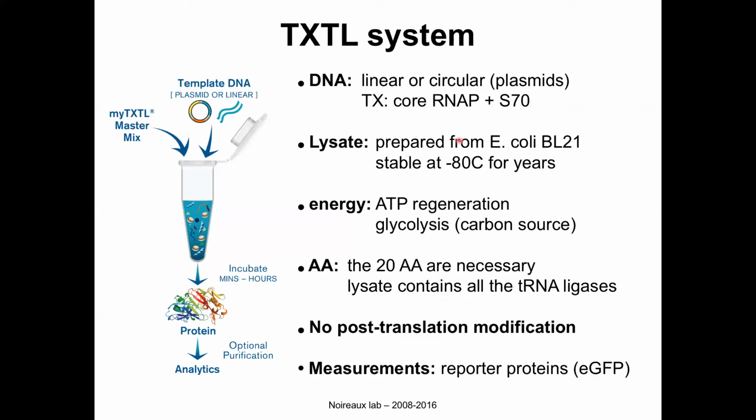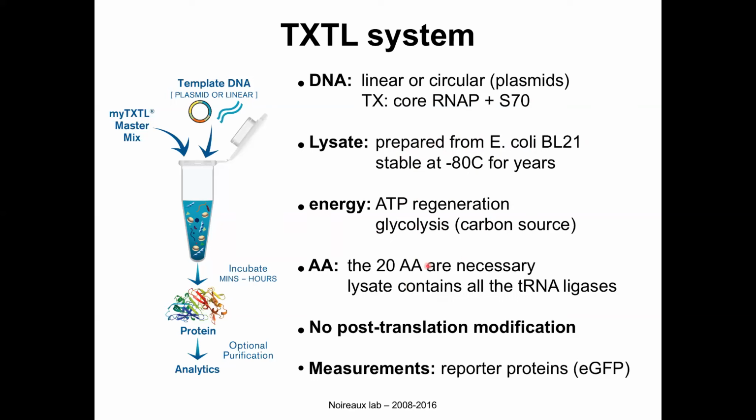The lysate is prepared, as we have shown many times in articles, from the E. coli BL21 strain, Rosetta 2. It is stable for many years at -80. We were recently still using some lysate from 2015, and they still work very well. The energy is based on ATP regeneration and glycolysis. We have a new system coming up that we hope to publish in 6 months, the toolbox 3. You will see a few characteristics in a few slides.